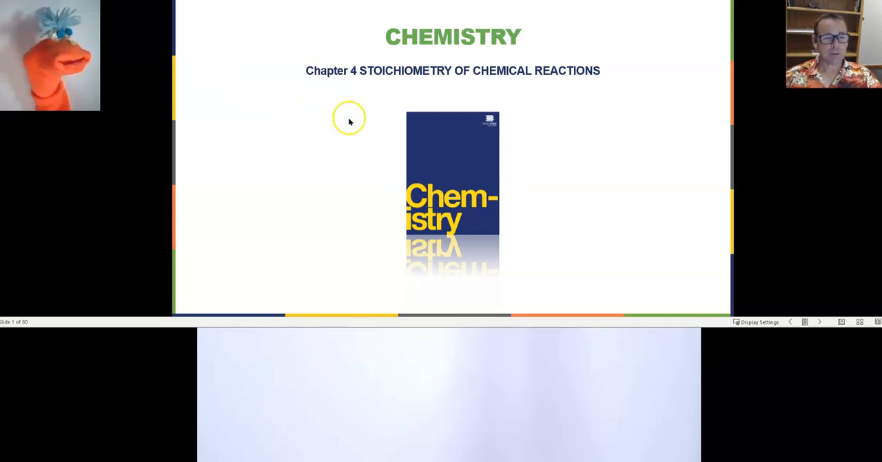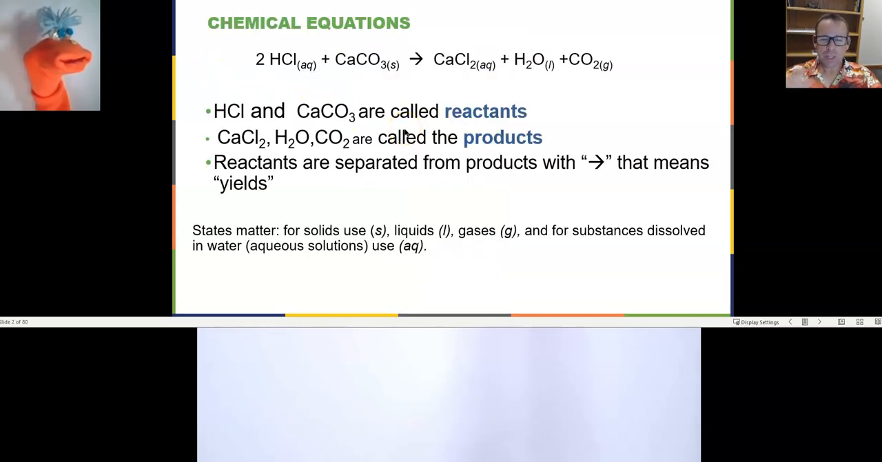Okay, so chapter 4. We've looked at and used chemical reactions a little bit, and I'm sure you've seen them before in classes or online, different places. So they're not completely new to us, but we're going to begin to use them comfortably now in class all the time. So we see a chemical reaction like this. The arrow shows us the separation between the reactants and the products.